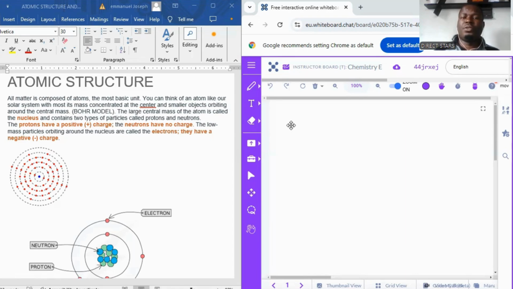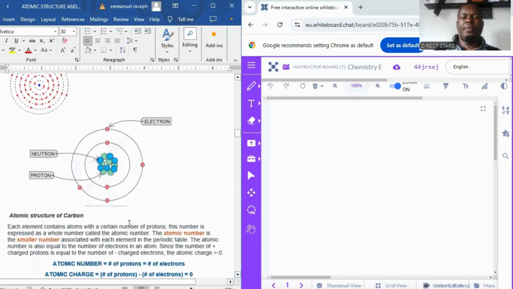This model was given by Bohr, okay, where the mass is concentrated at the center and the smaller objects orbit round the central mass. What is this central mass? The central mass is known as your nucleus, as you can see on the left screen. Okay, so where we have the green balls and the blue balls. This can be found in the center, which is known as the nucleus.